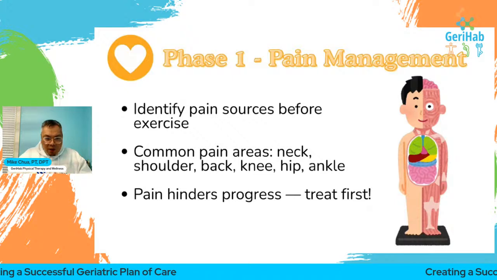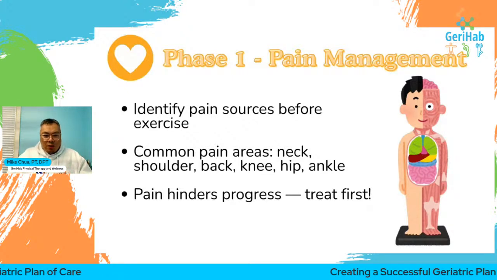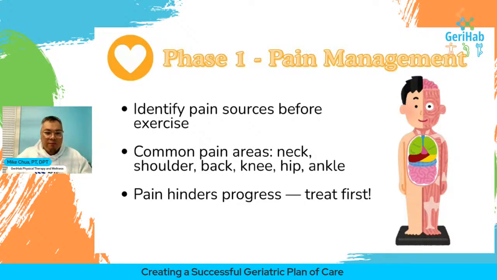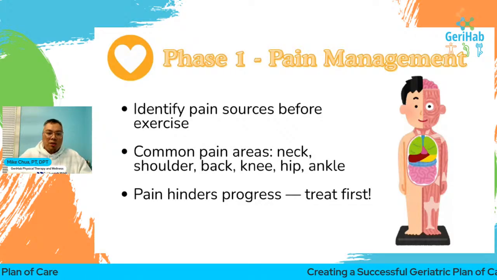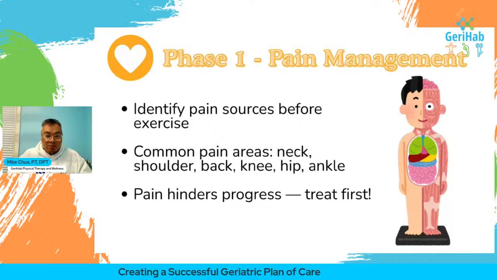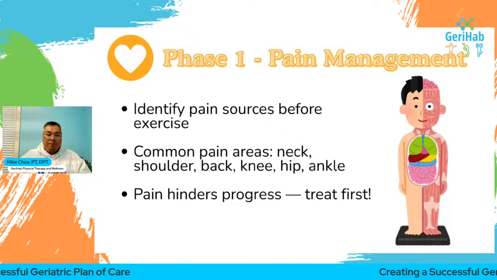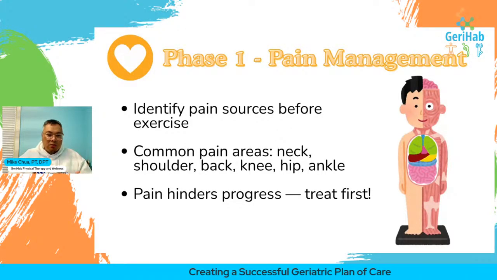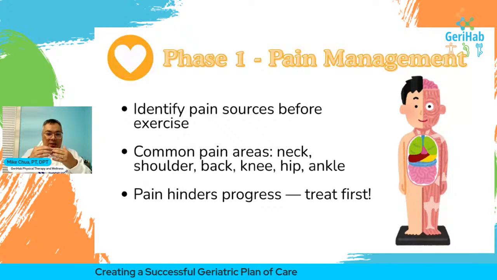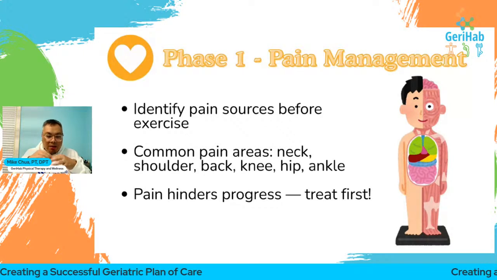Okay, so phase one. Let's talk about phase one. Phase one is pain management. We have to identify the source of pain first. There are plenty of therapists out there who just go ahead and start letting them do jumping jacks, right? Or ride the bicycle. We have to ask them about their pain first. Common pain areas: check the neck, the shoulders, the scapular blade, the low back, from cervical to thoracic to lumbar, to their hip and knee and ankle.